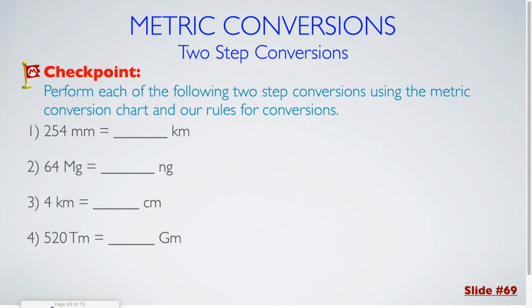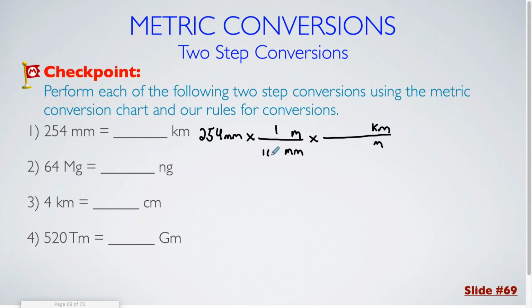All right, so now we're going to go through some checkpoint questions for the two-step conversions. We're going to start off with 254 millimeters, and we're trying to get to kilometers. Since both of these have a prefix, I know it's going to be a two-step conversion. Millimeters is going to cancel out to the base unit. If I cover up that milli out in front, I'm left with just meters. So that's what I'm going to do first, meters. And then I'm going to cancel out meters on my way to kilometers.